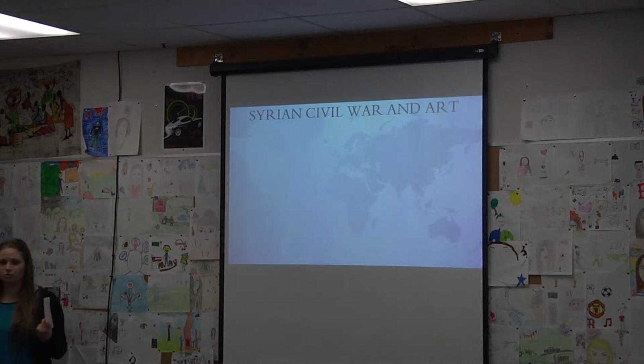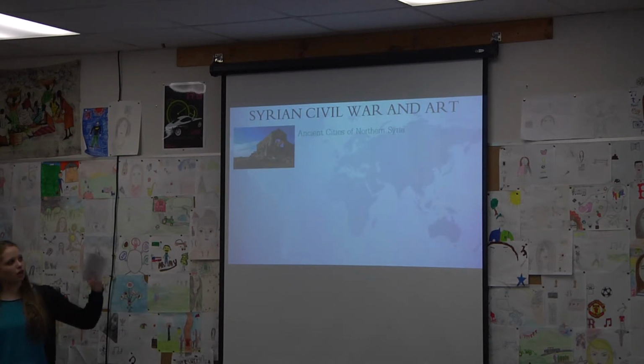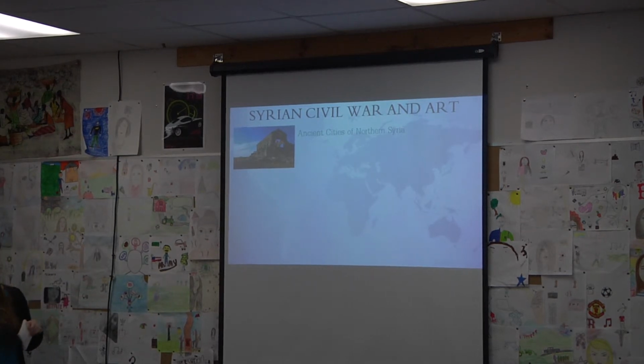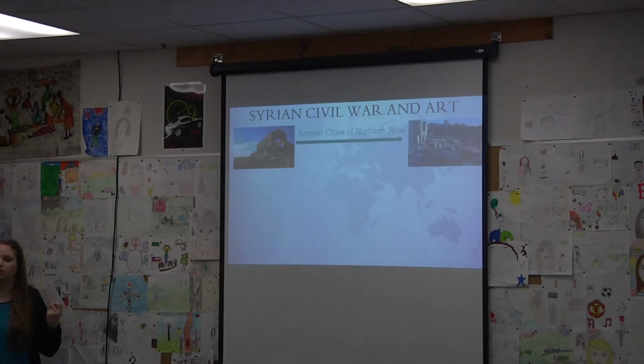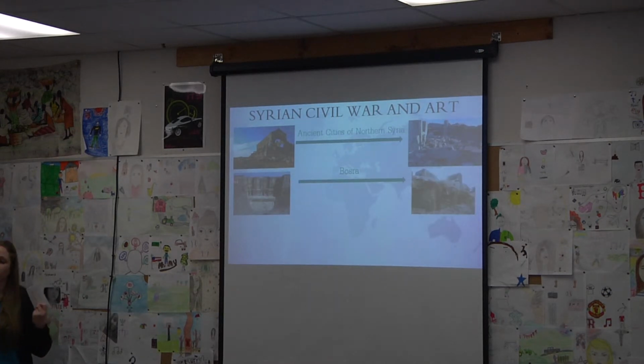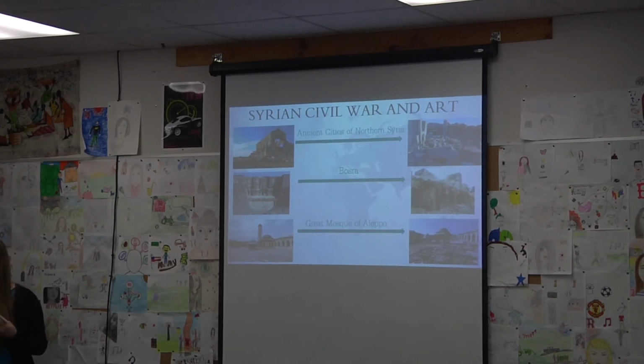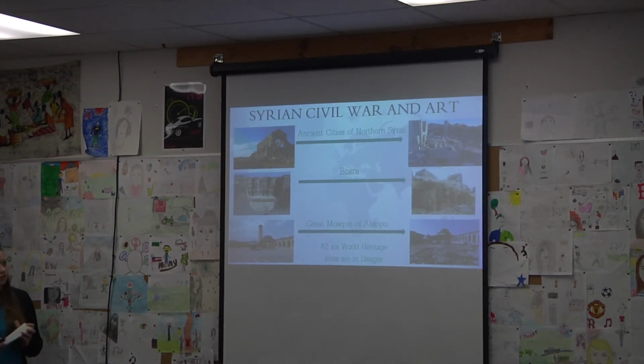Another one is that sometimes destruction of art doesn't have to happen through iconoclasm, it just is an unfortunate victim in war. So all of these that I'm showing are also UNESCO World Heritage Sites. This is the ancient cities of northern Syria. This is what it looks like today. This is Bosra. This is what it looks like today. And probably the most famous one is the city of Aleppo and the Great Mosque of Aleppo. This is what it used to look like before the conflict. This is what it looks like now. In fact, all 6 World Heritage Sites are in danger.